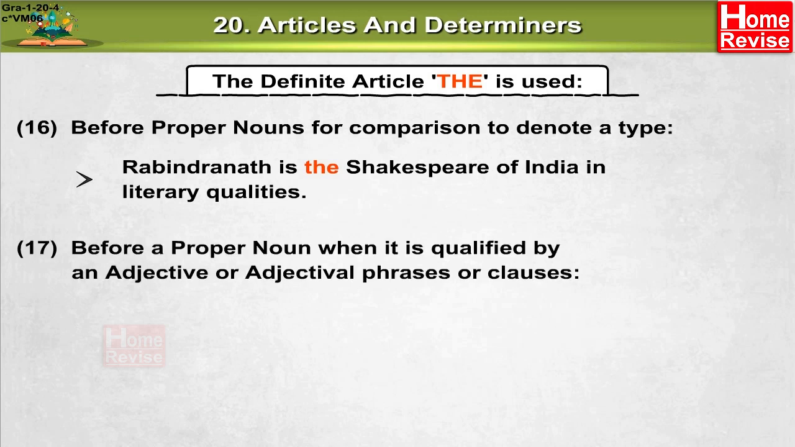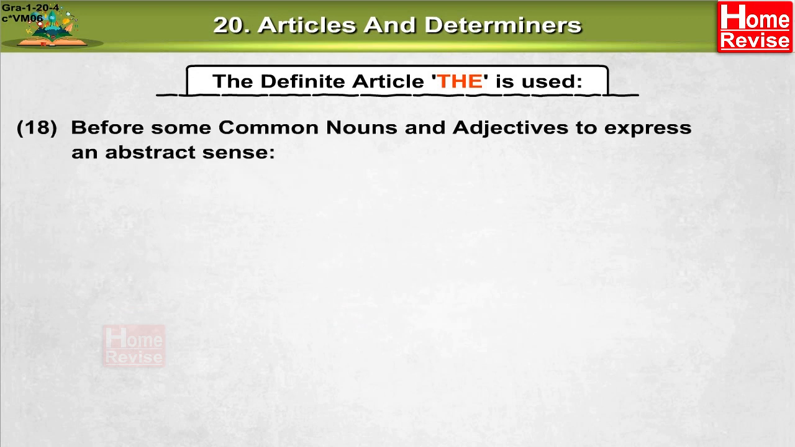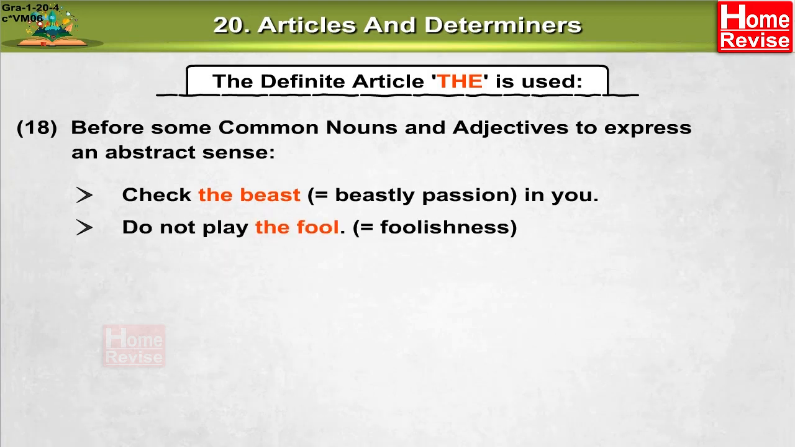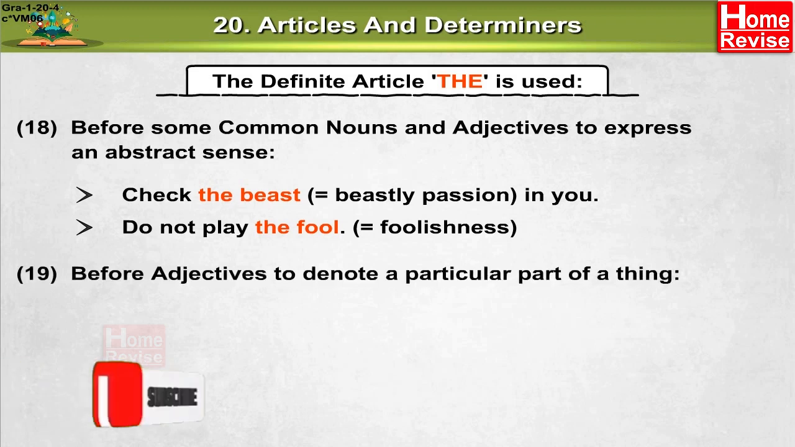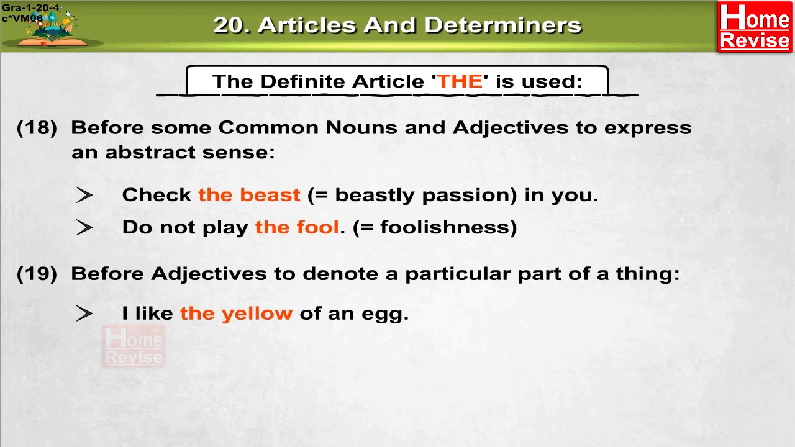17. Before a proper noun when it is qualified by an adjective or adjectival phrases or clauses. The great Caesar, the immortal poet Kalidas. 18. Before some common nouns and adjectives to express an abstract sense. Check the beast, meaning beastly passion, in you. Do not play the fool, meaning foolishness. 19. Before adjectives to denote a particular part of a thing. I like the yellow of an egg.